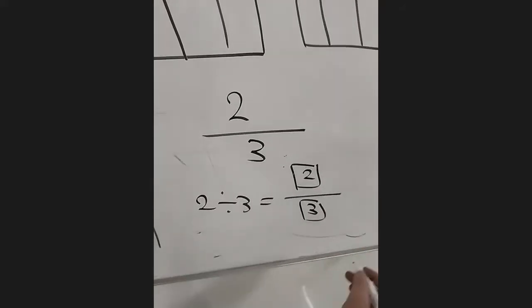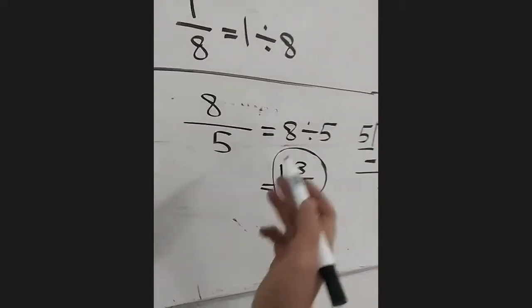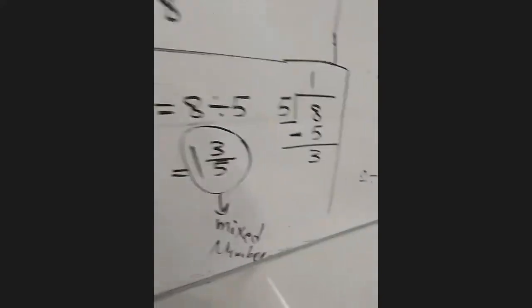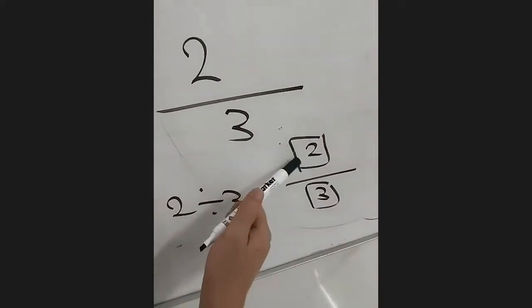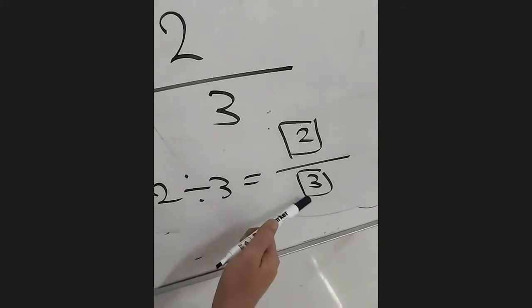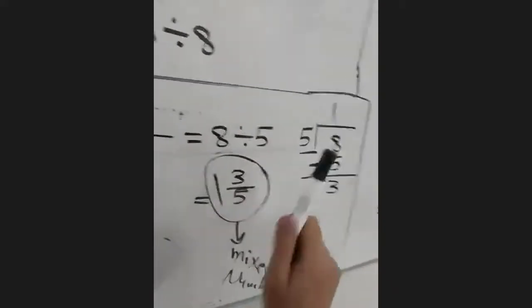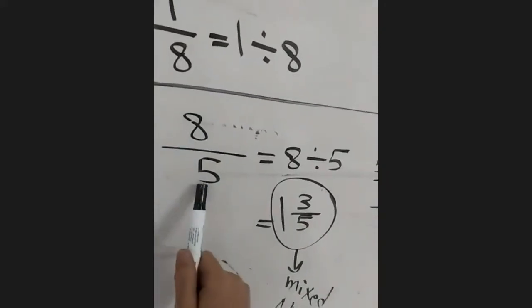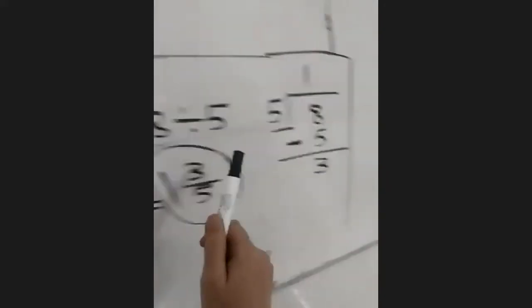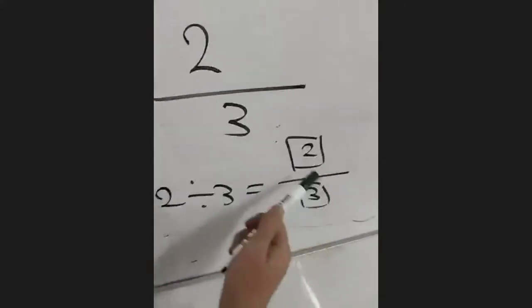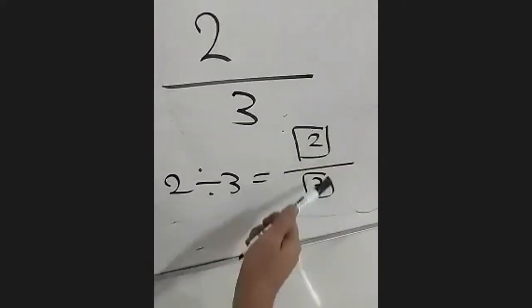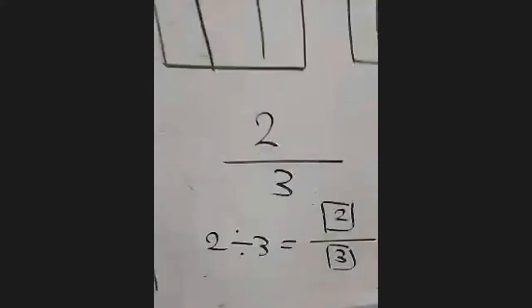Now, can we make it as a mixed number? No, we cannot make it as a mixed number because the upper number is smaller than the lower number. We can make it a mixed number, guys, by division, if the upper is bigger than the lower, then we can divide. But here, we cannot do more because the 2 is less than 3. So we stop. This is question 1.